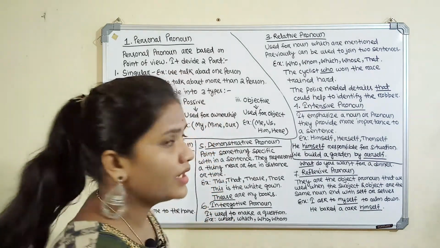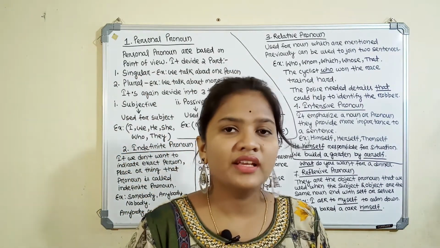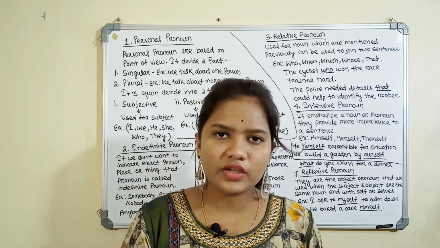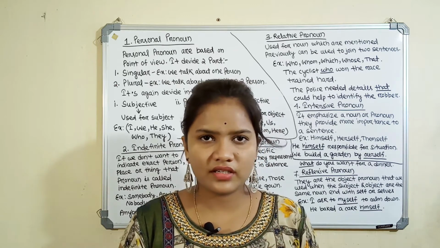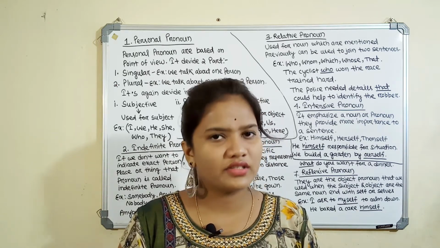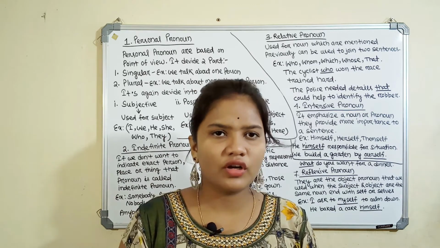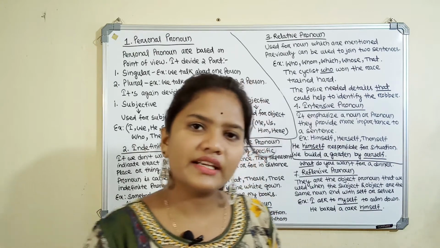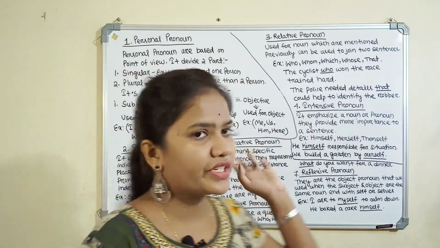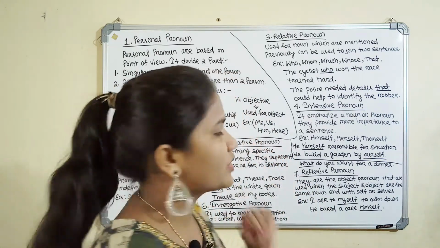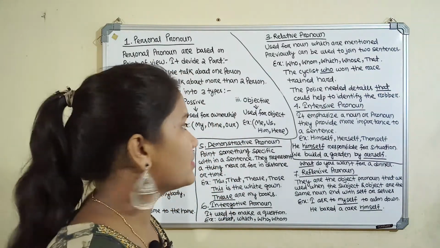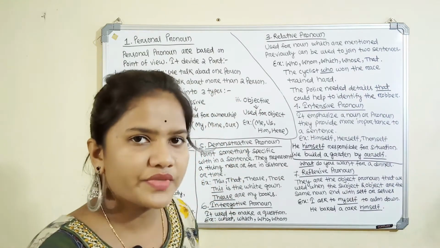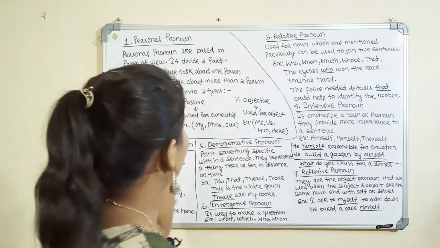Personal pronoun, first of all, is divided into 2 parts. One is singular, second is plural. A singular pronoun is used when only one person is involved in the talking. If 2 persons are involved in the point of view, that is called a plural pronoun. Then it is also divided into 3 parts: subjective pronoun, objective pronoun and possessive pronoun. A subjective pronoun is based on the subject, a possessive pronoun is based on ownership, an objective pronoun is based on the object. That is a brief discussion about personal pronouns.